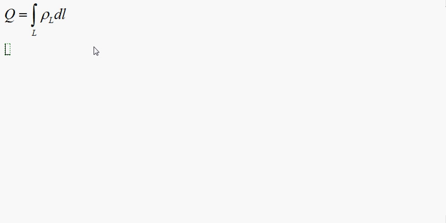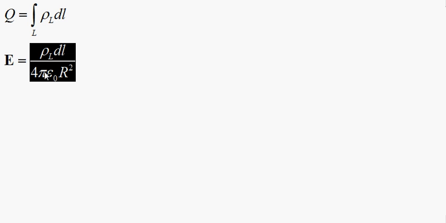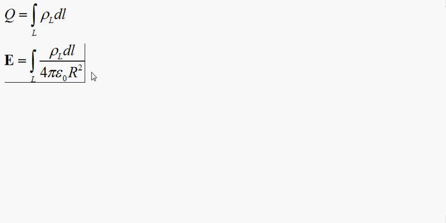Now, for the electric field, we define the electric field to be Q over 4 pi epsilon 0, R squared. Now, we have our Q, the expression right here. We just replace it with this and take the integral over the length, and this is our electric field due to a line of charge. Now it's important to know that this r squared will vary. It's not constant. It will vary as you evaluate the integral.